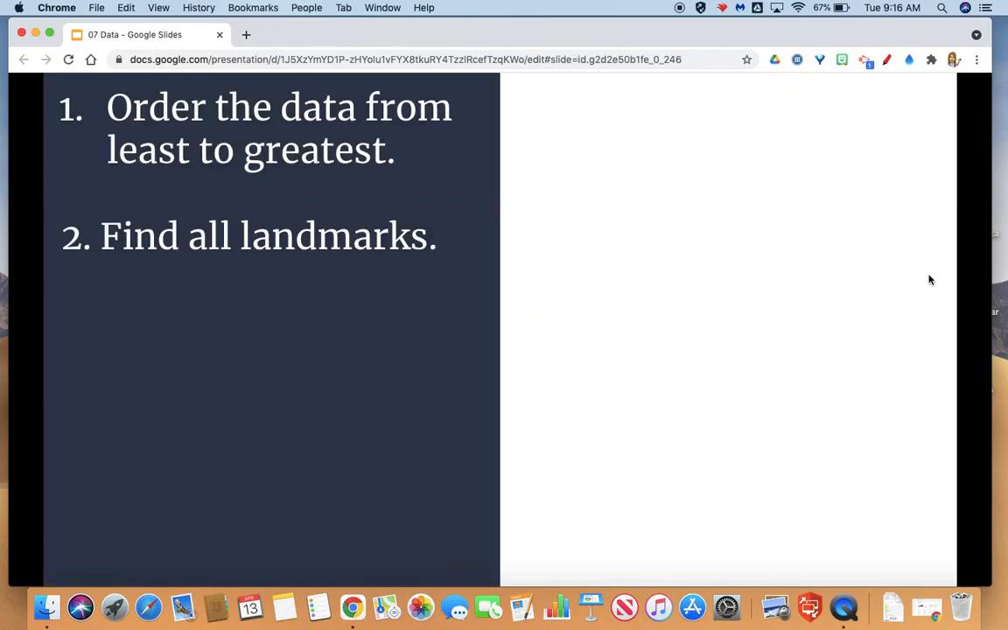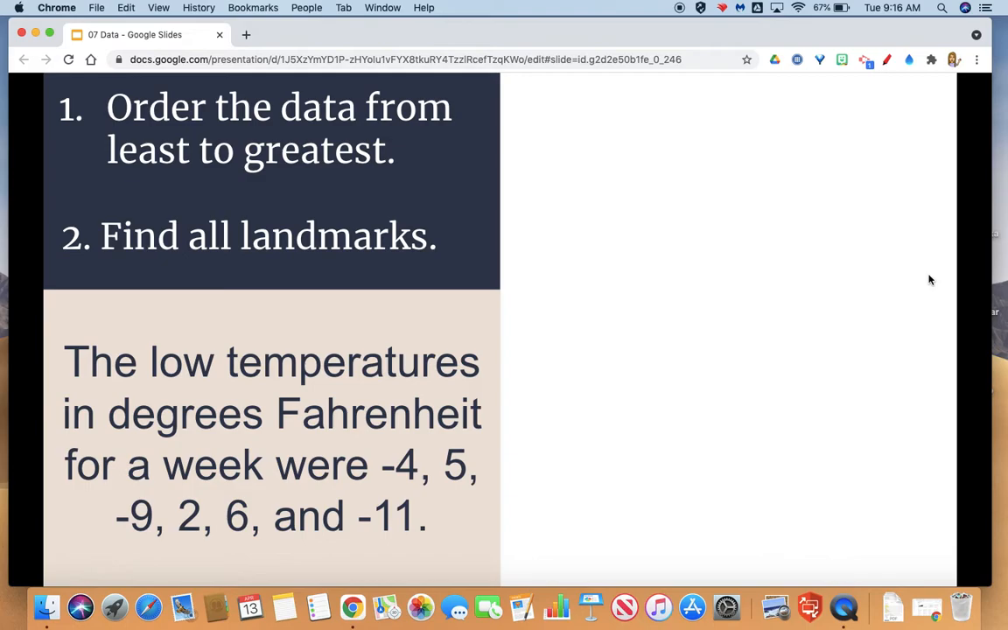Let's practice finding those landmarks. The first thing we want to do is take our data and order it from least to greatest. Notice we have some negatives in this data set where we're looking at low temperatures in degrees Fahrenheit. So let's start by ordering this from least to greatest.